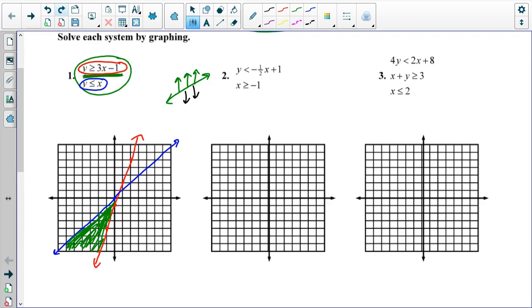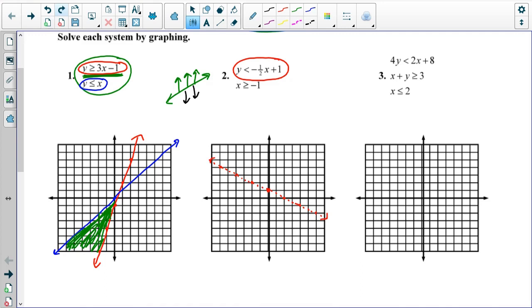Okay, problem 2. If I have y is less than -1/2 x plus 1, less than is not an inclusive thing, so my line has to be dotted. So my y-intercept is 1, and my slope is -1/2. So it will look something like this. And I have a dotted line which indicates that my graph does not count the line.